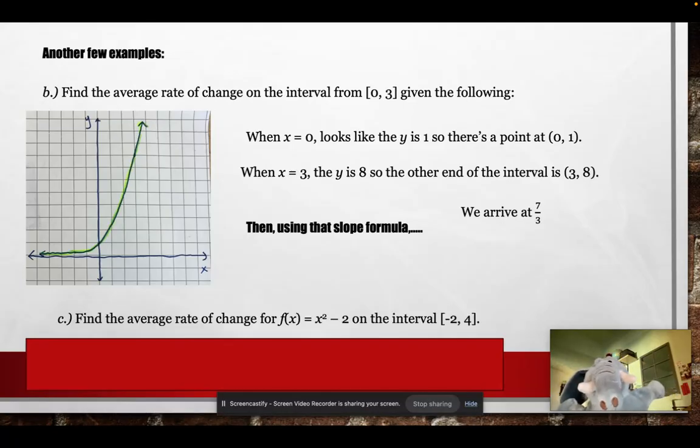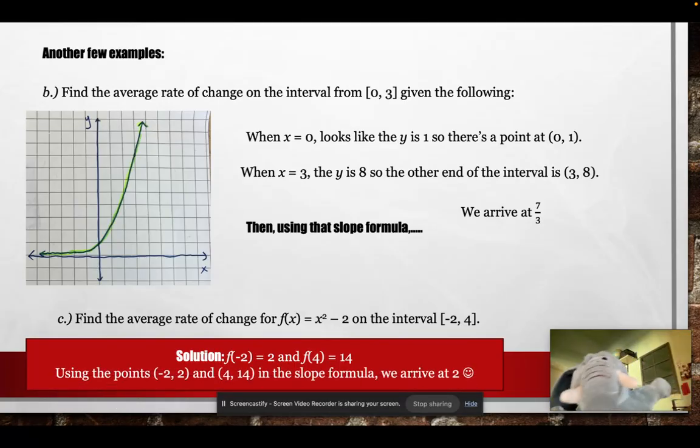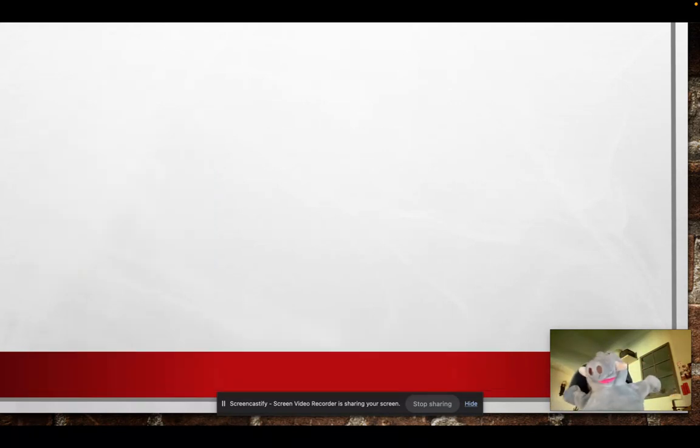Let's do another example. Okay, this time with no picture. Okay, so you've got f of x equals x squared minus 2 on the interval from -2 to 4. Okay, so we're going to sub in -2 into the f function and get 2, and we're going to sub 4 into the f function and get 14. And if we go ahead and use those two coordinates in the slope formula, we'll get an average rate of change of 2. All right.